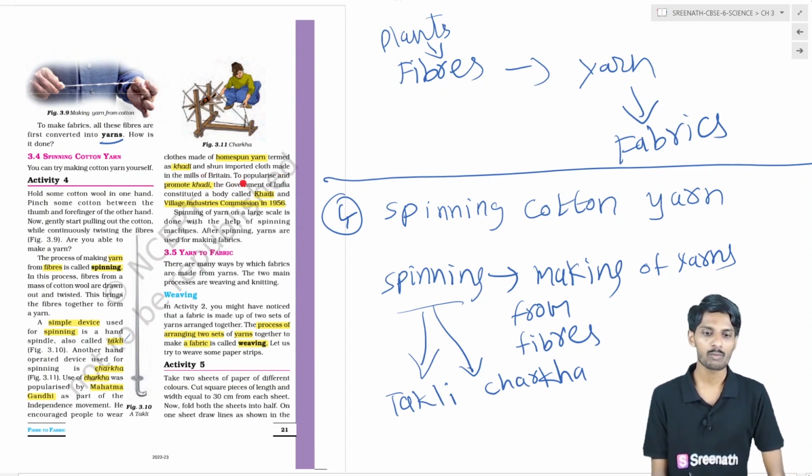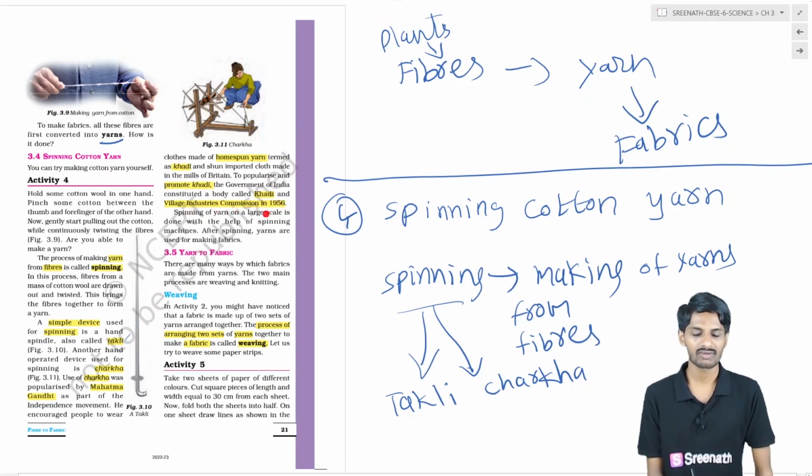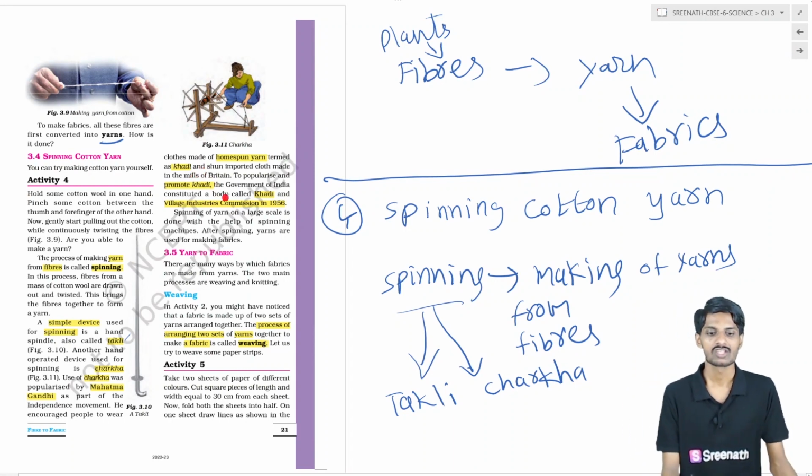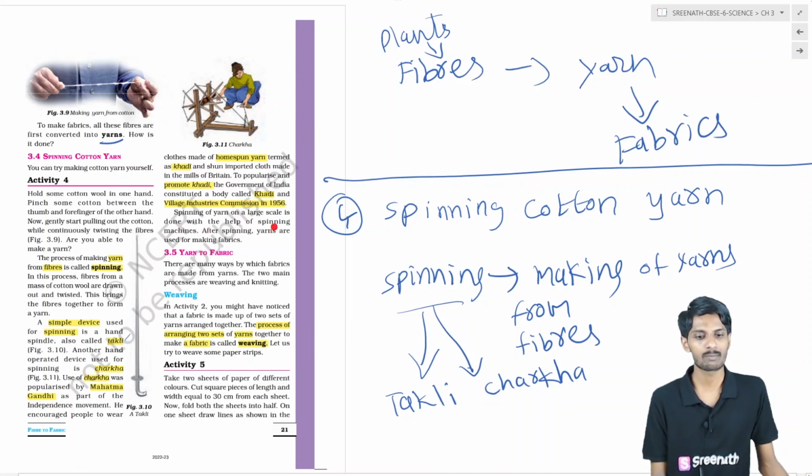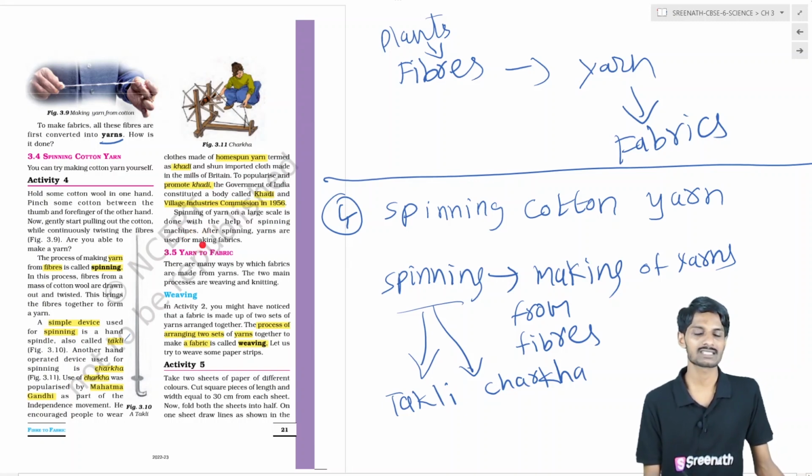To popularize and promote khadi, the Government of India constituted a body called the Khadi and Village Industries Commission in 1956. Spinning of yarn on a large scale is done with the help of spinning machines. Now spinning, which means preparing yarn from fibers, is done on a large scale using machines. But in the old days, it was done by charkha or takli.